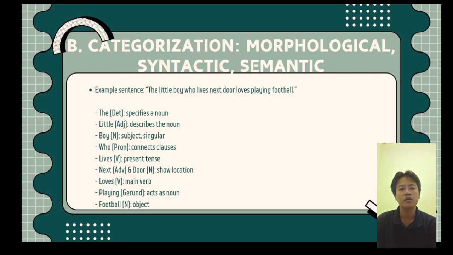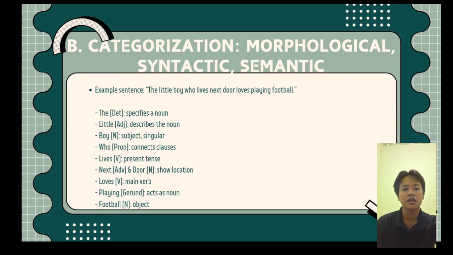We can look at words from three sides: from the morphological side, their function, syntactic, and their meaning, semantic. Let's take this example sentence: the little boy who lives next door loves playing football.